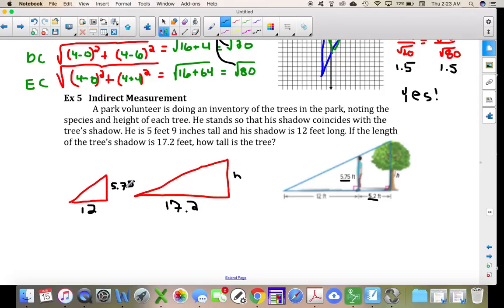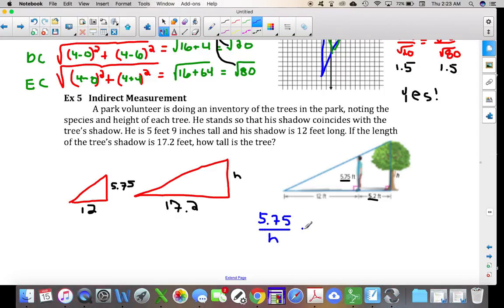Okay. So I set this up as a proportion. You can do this proportion any way that you want to. So you could do 5.75 over 12 equals H over 17.2. You can do 5.75 over H equals 12 over 17.2. There's many different ways that you can set this up, and they are all correct. So let's do 5.75 over H equals 12 over 17.2.